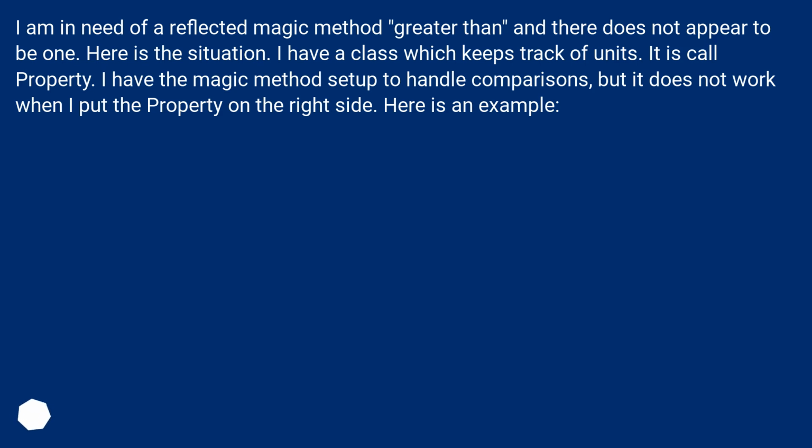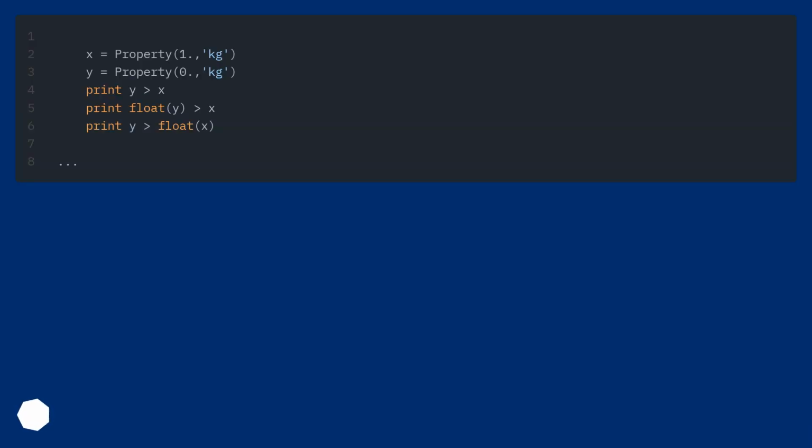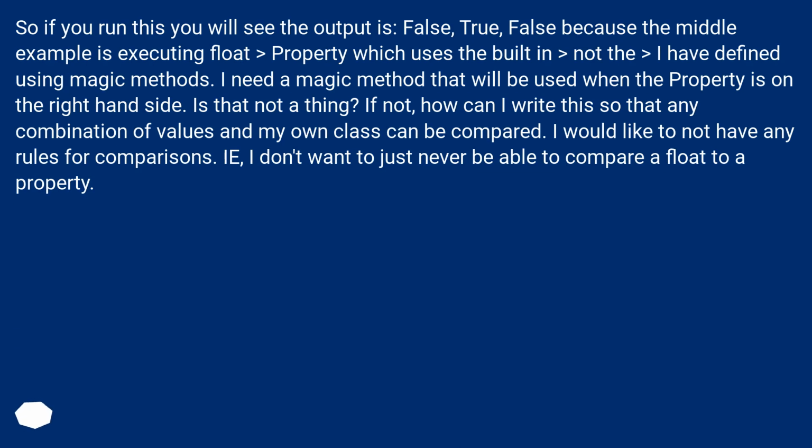Here is an example. So if you run this, you will see the output is false, true, false, because the middle example is executing float is greater than property, which uses the built-in is greater than, not the is greater than I have defined using magic methods. I need a magic method that will be used when the property is on the right-hand side.